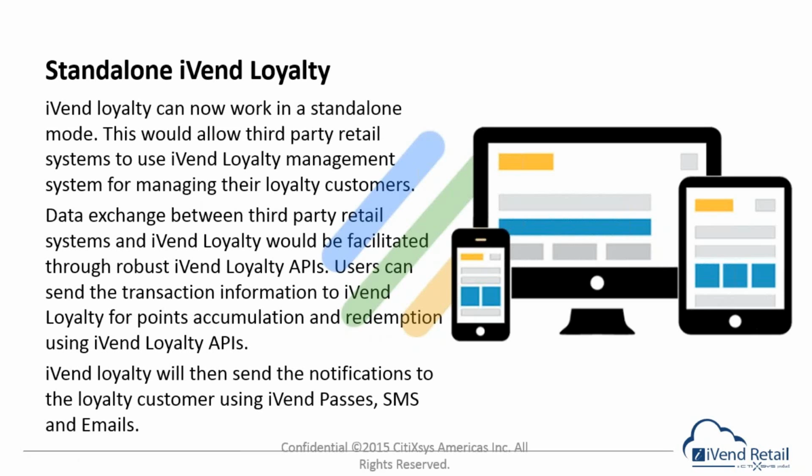Of course, this is the backbone of loyalty. Definitely you should have an option where you can accumulate or redeem the points within the system, correct? The synchronization will use the iVend loyalty APIs. iVend loyalty will also send notifications using iVend passes, SMS and email. On top of it, we are opening the doors for iVend passes to be triggered, and at the same time we can have SMS integration as well on the standalone.